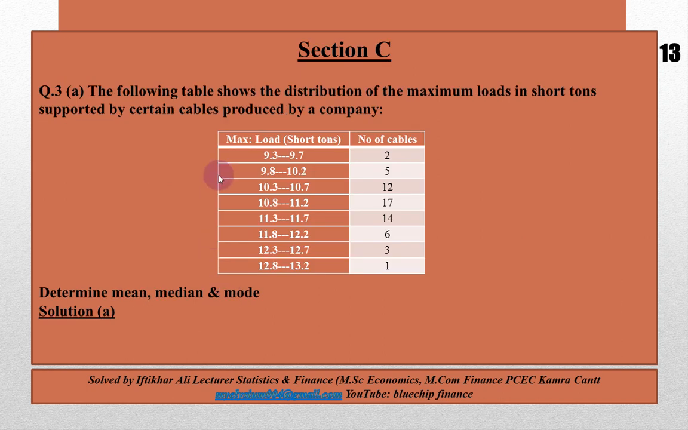Section C. The following table shows the distribution of the maximum loads in short tons supported by certain cables produced by a company.